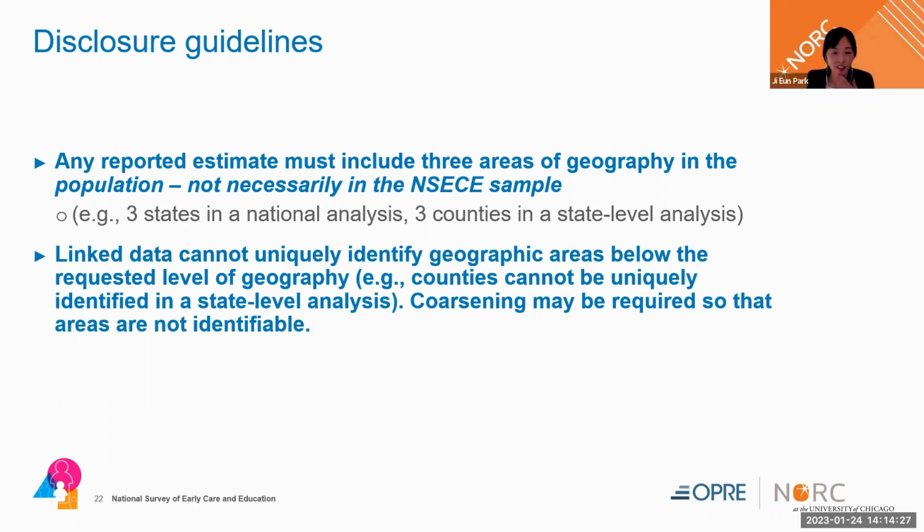Sure, but I am also seeing one question from Sarah, actually. So when you say linked data cannot uniquely identify geographic areas below the requested level of geography, which we just discussed, does that include maps where there are layers of lower level of geography on top of a layer, including NSECE data?